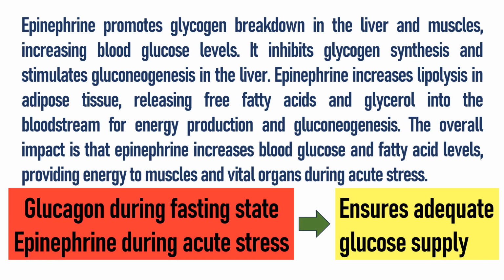Epinephrine promotes glycogen breakdown in the liver and muscles, increasing blood glucose levels. It inhibits glycogen synthesis and stimulates gluconeogenesis in the liver.